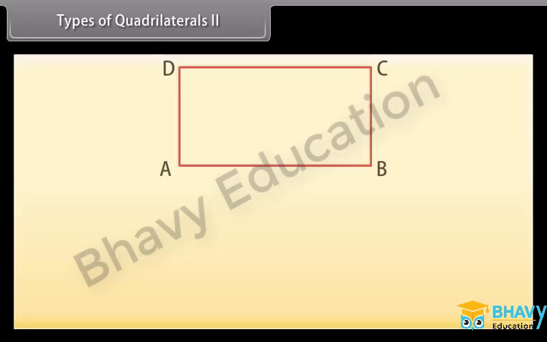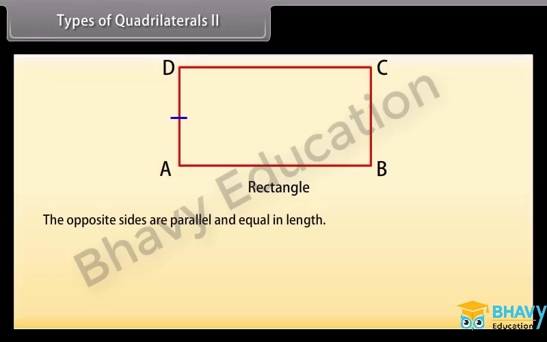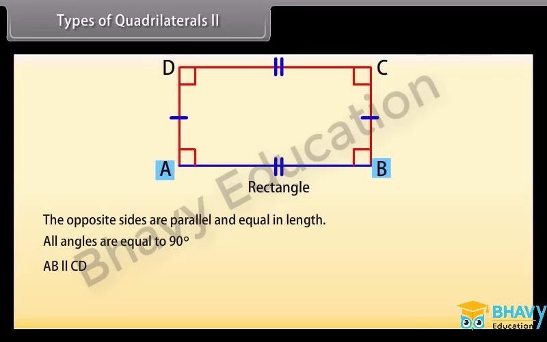Types of quadrilaterals 2. Now come to rectangle. In rectangle, the opposite sides are parallel and equal in length, and all angles are equal to 90 degrees. Here, AB is parallel to CD and AD is parallel to BC. And the angles A, B, C and D are of 90 degrees. So, ABCD is a rectangle.